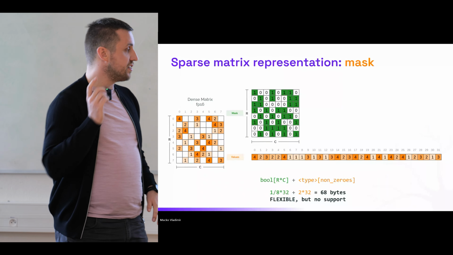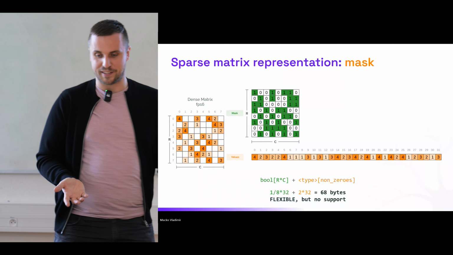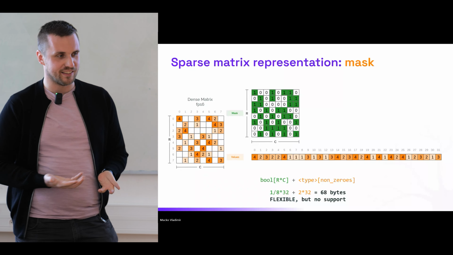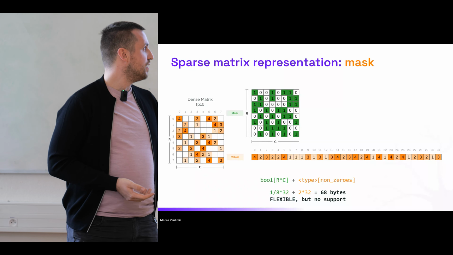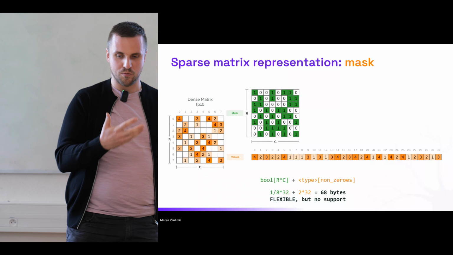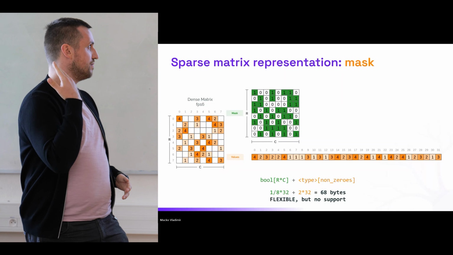And most importantly, this is very flexible. However, there is no support for it. And even though this format looks like some kind of initial idea that you could go for, well, there are no kernels for it. Nobody has ever implemented a fast matrix multiplication for this.